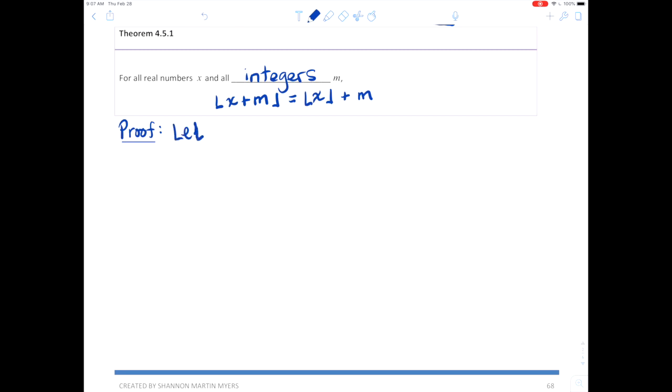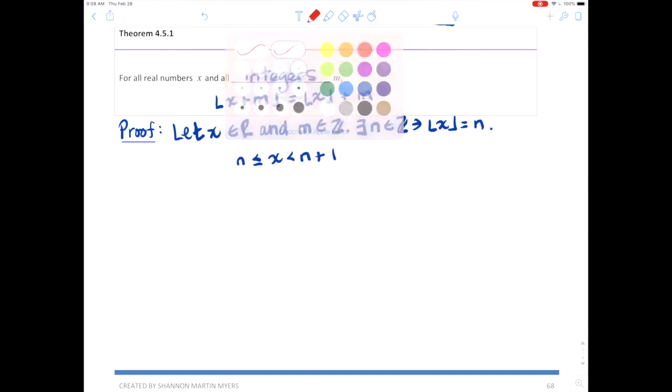So let's let x be a real number. And we'll have m belong to the integers. And there's got to be some n that belongs to the integers, right? Such that the floor of x is equal to n. Cool so far? But by definition of floor, we could write this as an inequality, right? So we could say n is less than or equal to x, which is less than n plus 1. That's by definition.